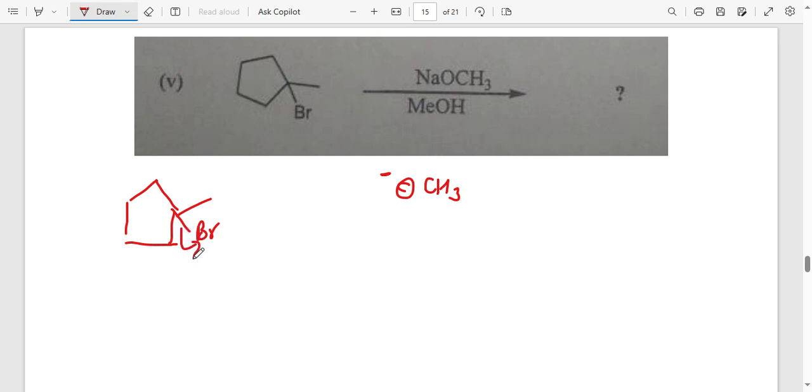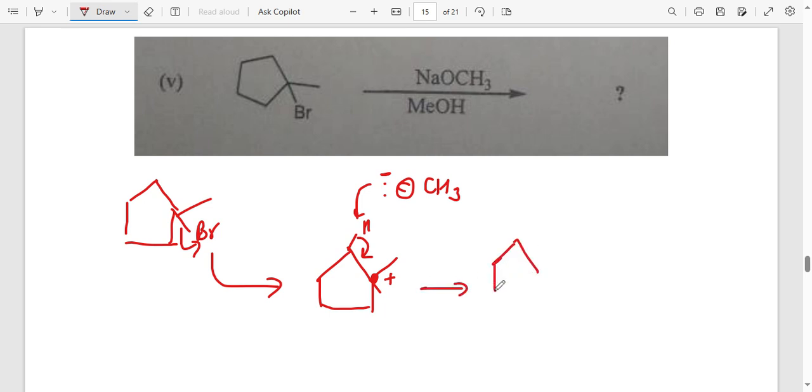So the bromine will first leave. We'll form our carbocation. Now this guy can come and grab a proton. They've not even shown temperature here. So this guy can come and grab a proton at different ends. The positive charge has formed here. We can remove a proton here. If we remove a proton here, this bond will break. The product you are going to have is this.